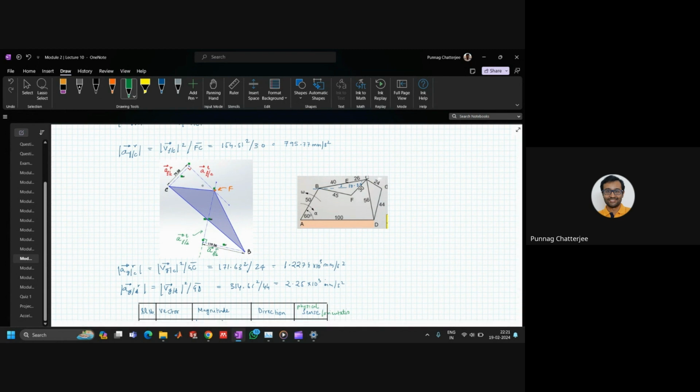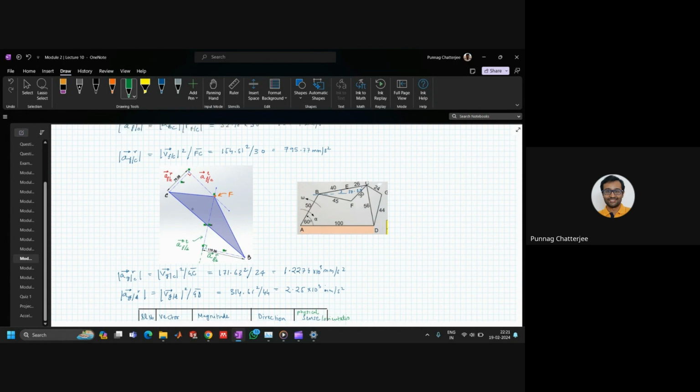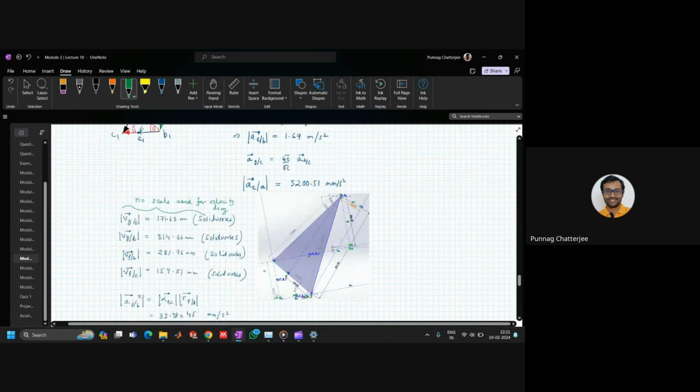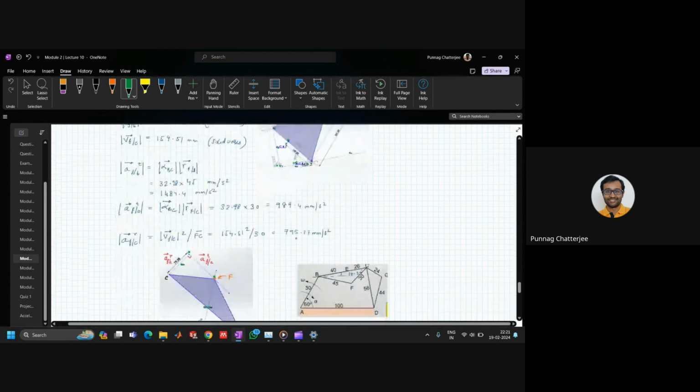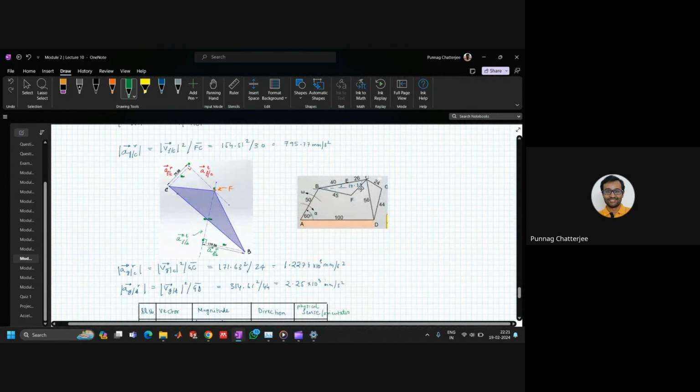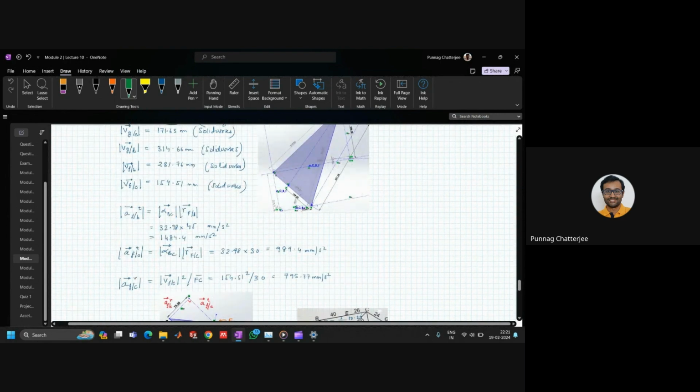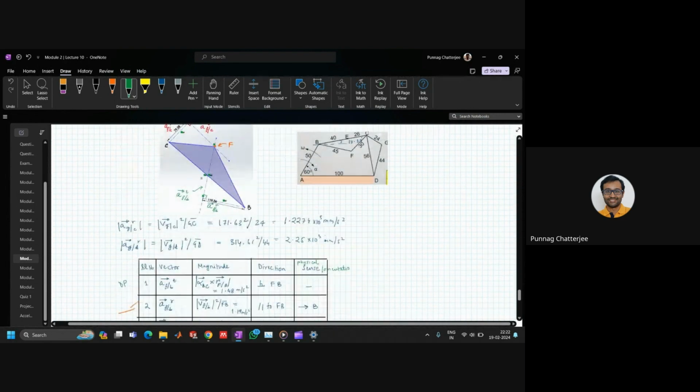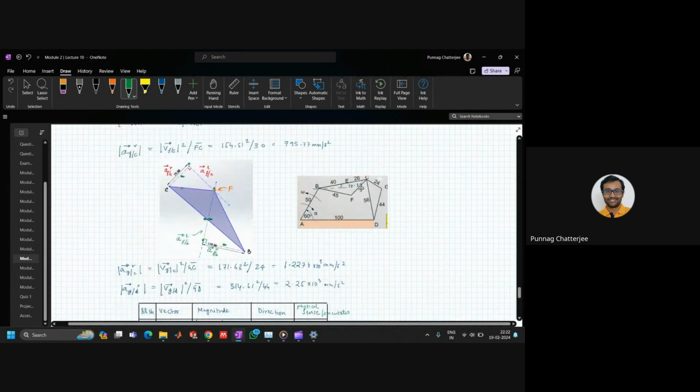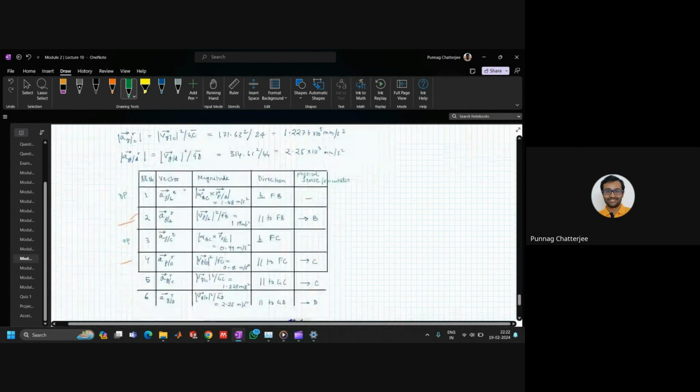I've just drawn the link CB separately, because if I keep on drawing everything on top of this diagram, it becomes a mess. That's why I've drawn this separately. So CB is nothing but this line. And also, a fun fact is the reason we have drawn these angles.